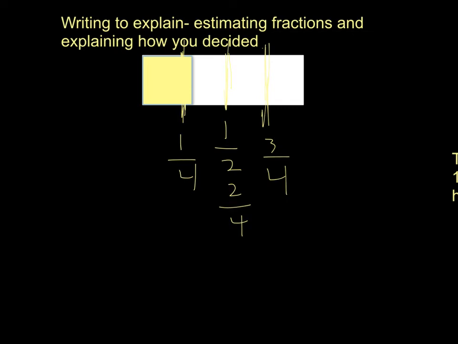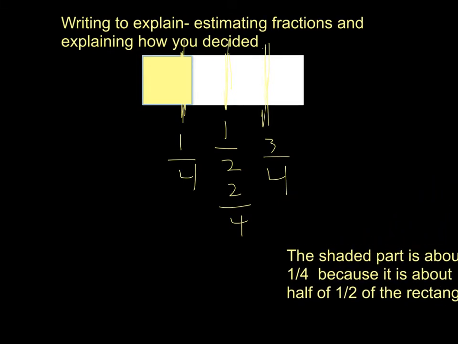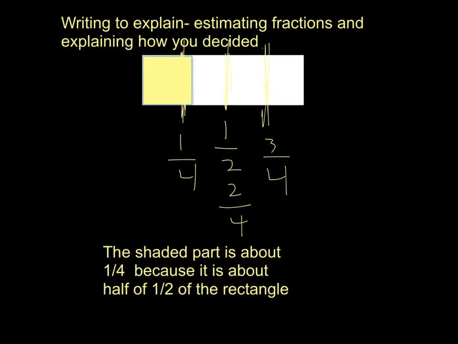We don't know exactly, but we're estimating. So if I was going to explain this, I'd probably explain it this way. The shaded part is about 1/4 because it is about half of 1/2 of the rectangle.